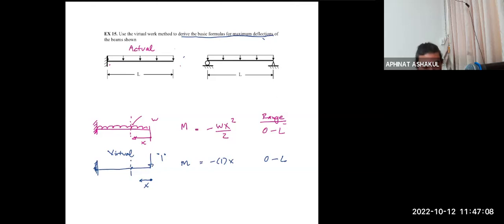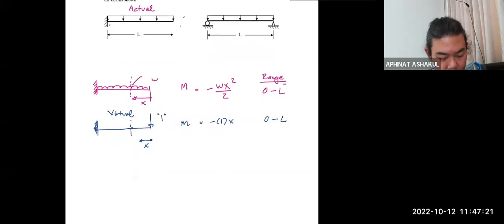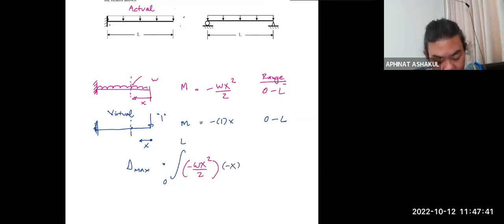Now we have to click there. All right. We need to account for the whole work. So that means we need to perform the integration throughout the length of the beam. So that max becomes the integral from 0 to L of minus wx squared over 2 multiplied by minus x dx over EI.